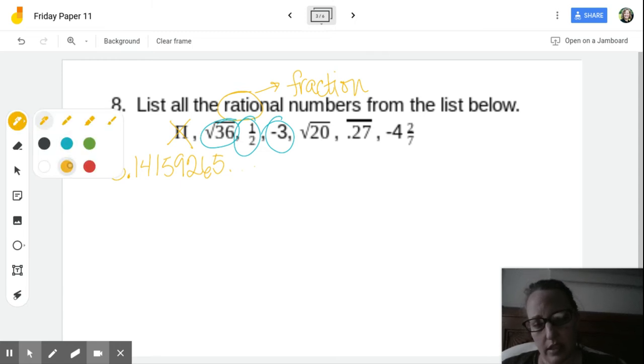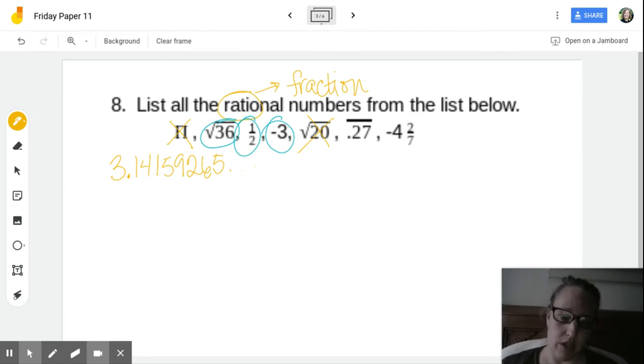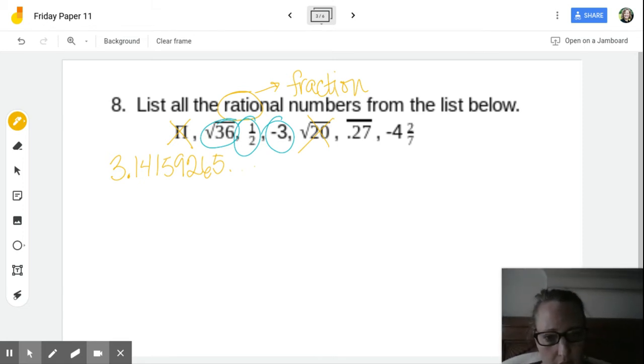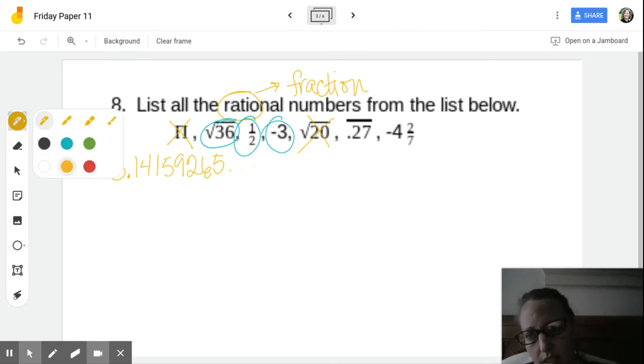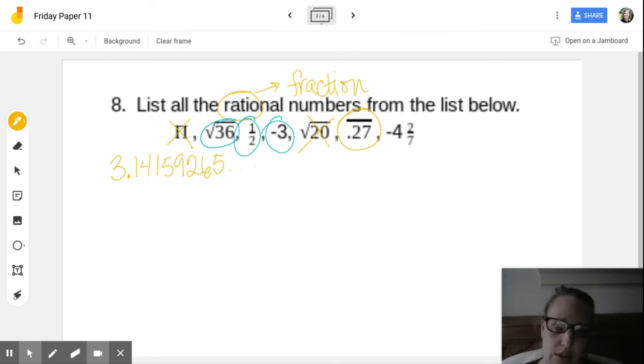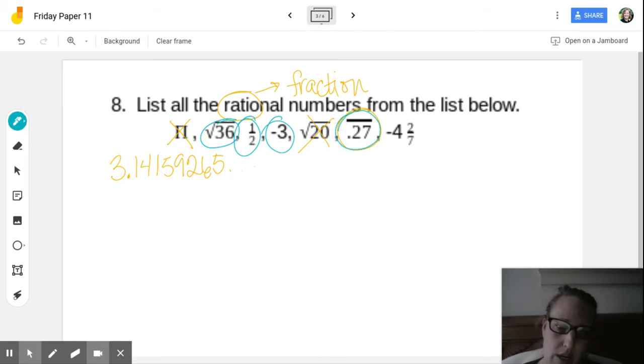Square root of 20, is it a perfect square? It is not. It is between 4 and 5, square root of 16 and the square root of 25. It is not rational. We can't make non-perfect squares into a fraction. Okay, this one, 0.27 repeating. We haven't discussed these very much, but any repeating decimal is rational. Repeating, rational. That's how I remember that. If it's repeating, it's rational.